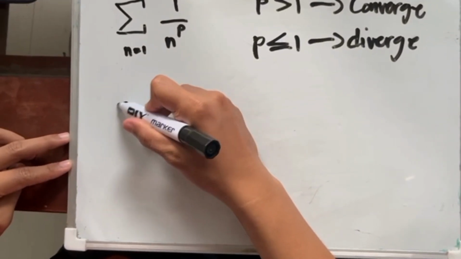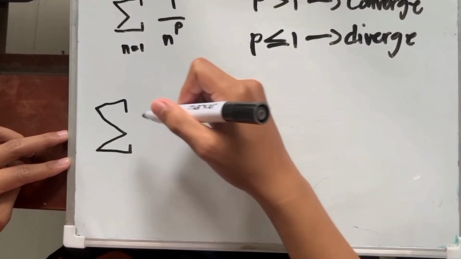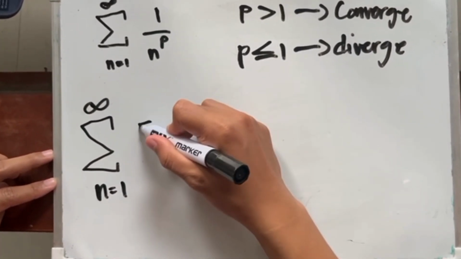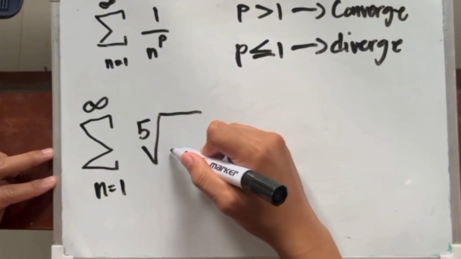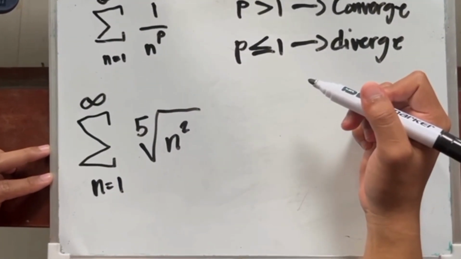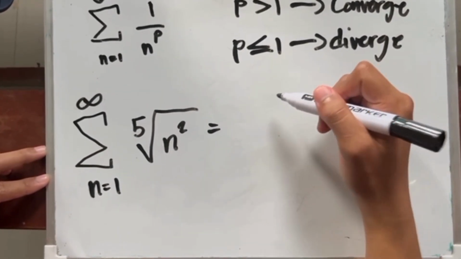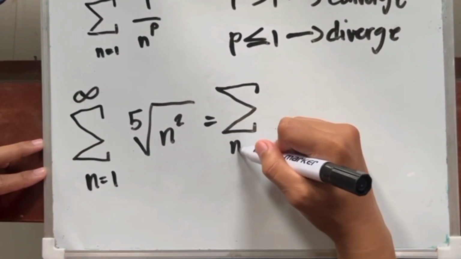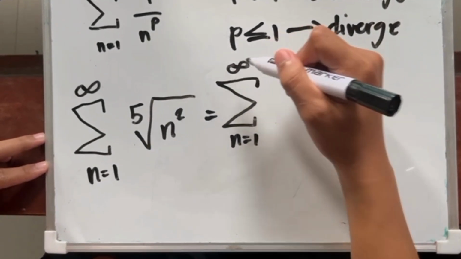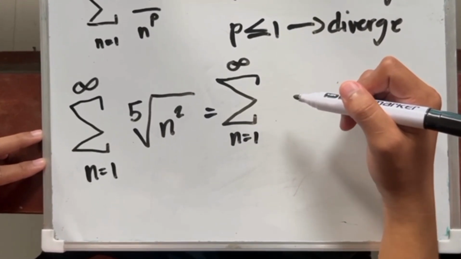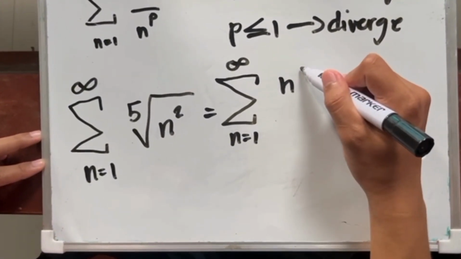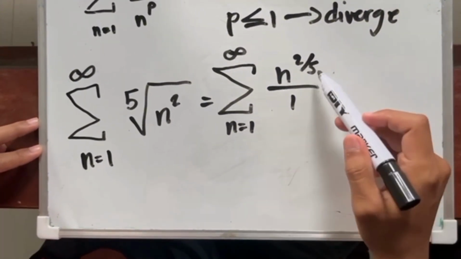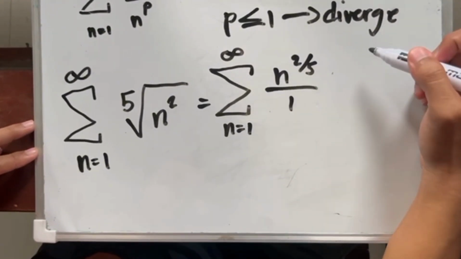Now let's move on to our next example. Let's say that a sub n is going to be the fifth root of n squared. Just like the last example, we need to rewrite the expression. So we need to change it from radical form and write it as a rational exponent. This is the same as n raised to the 2 over 5, and this is over 1. So we need to put n in the denominator of the fraction.